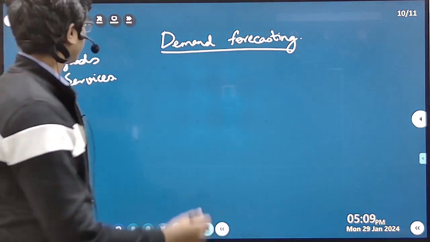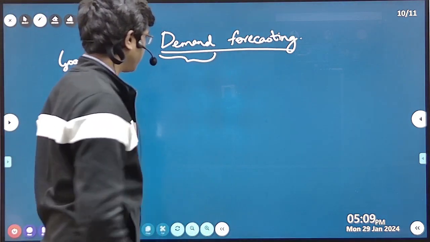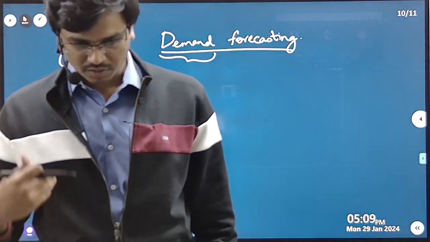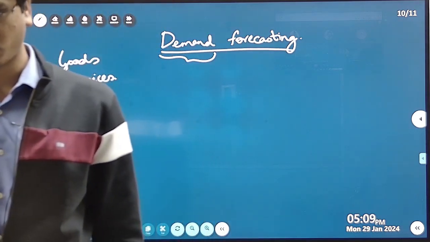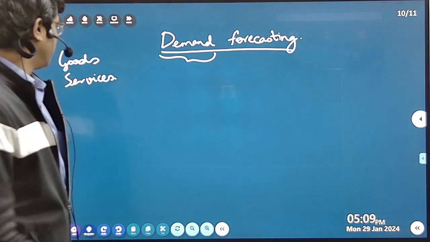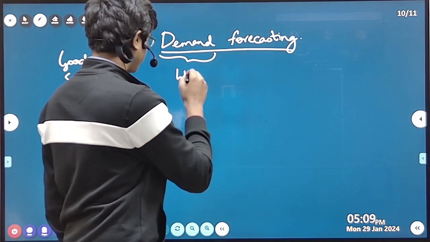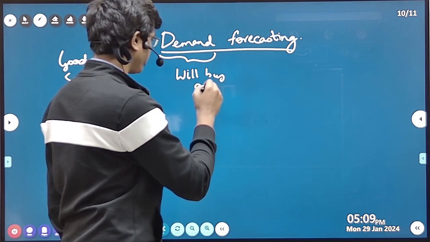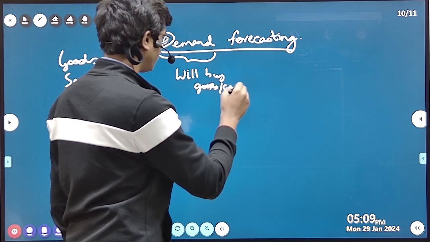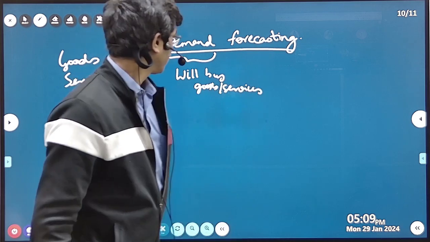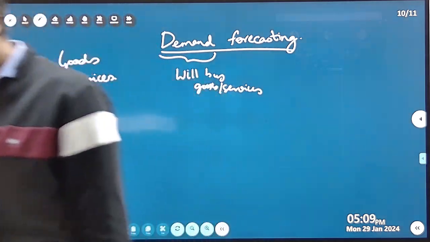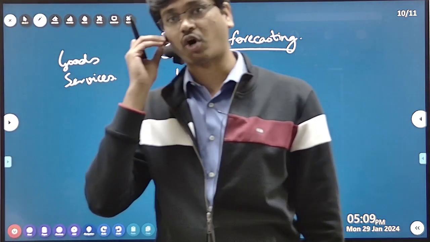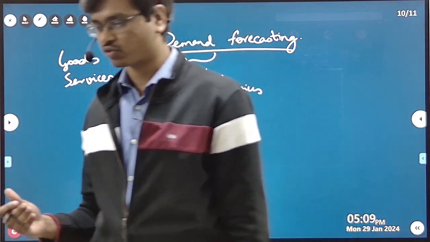So what is demand forecasting? What is demand? Demand is very self-explanatory. Demand is nothing but the willingness of the purchaser to buy your goods or services at any given point of time. Suppose I am manufacturing something today. How much do I manufacture, and how much will I be able to sell? That is the demand.